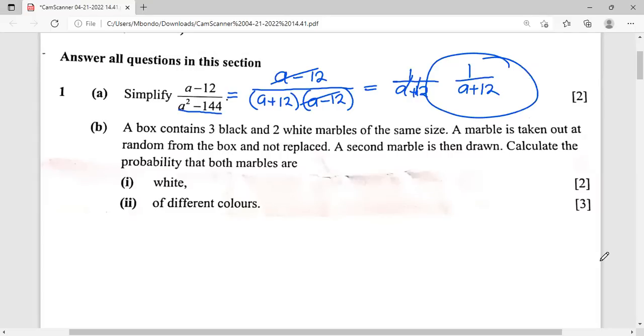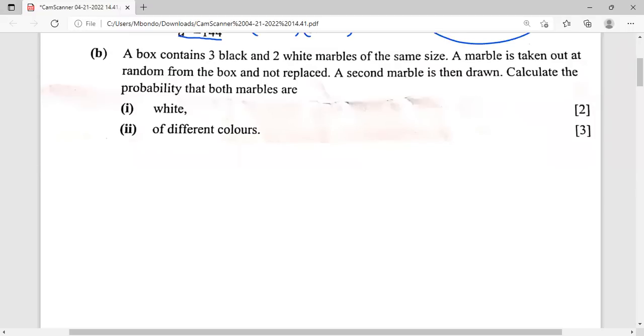So we can come to the second question. I hope we are following. The second question was on probability. A box contains 3 black and 2 white marbles of the same size. A marble is taken out at random from the box and not replaced. A second marble is then drawn. Calculate the probability that both marbles are white.